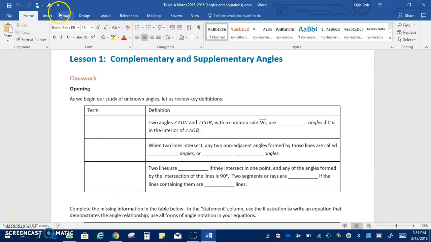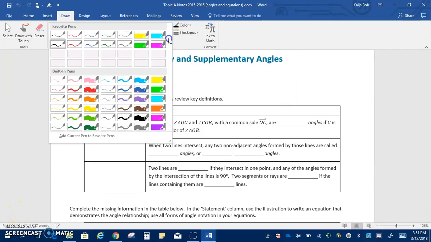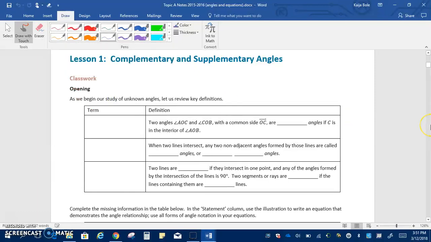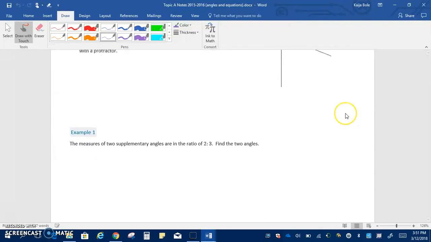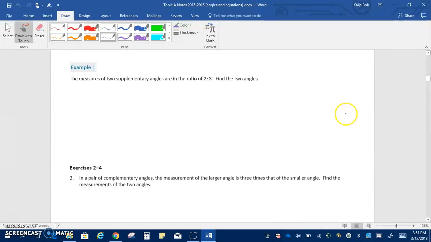Alrighty, here we are on Lesson 1, Complementary and Supplementary Angles. We're going to skip the first page and the second page in the notes. Go to page 4 in your note packet, and we're going to start at Example 1. The first two pages were just definitions we already knew, so we're going right into the problems.